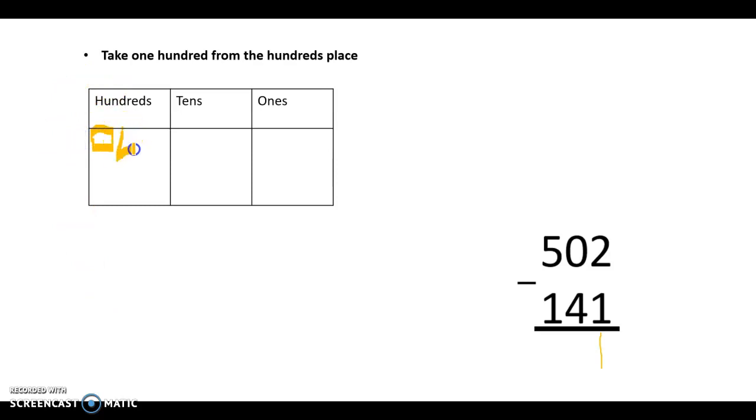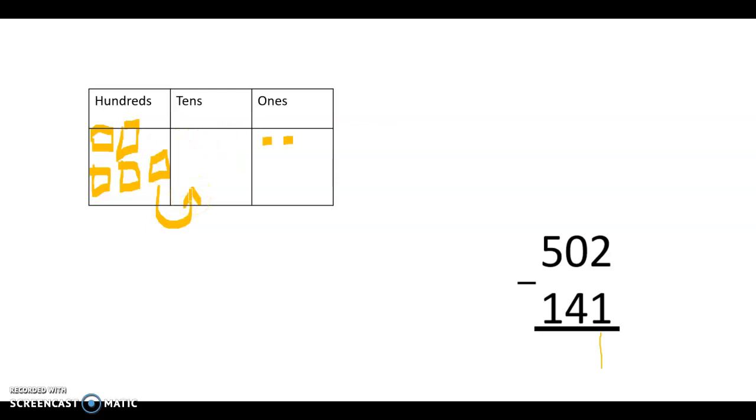So I start with my 5 hundreds. I don't have any tens right now. There's 0 tens, and then I've got 2 ones. Well, we're going to take this 100 and move it over here to the tens place, so we'll be able to subtract.